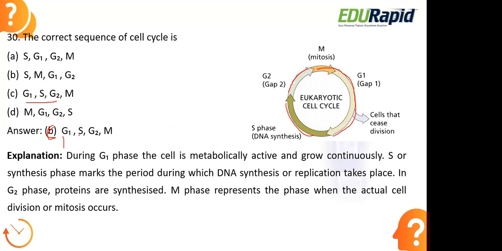And the synthesis phase, as we have already discussed, is the stage where DNA synthesis, DNA replication, takes place. So the DNA is kept ready for the further necessary processes required for cell division. The gap 2 phase is a phase where the proteins are synthesized, and in the mitosis phase, the actual cell division occurs, that is cytokinesis, division of the parent cell into 2 daughter cells. Okay, moving to the next question now.